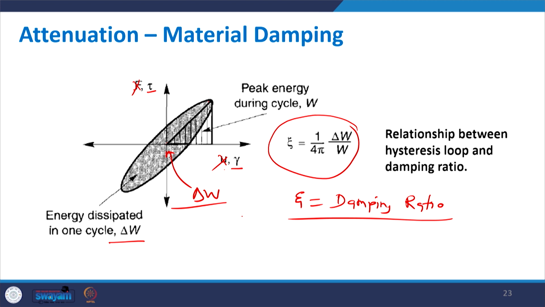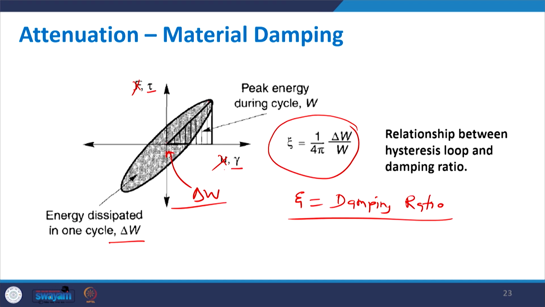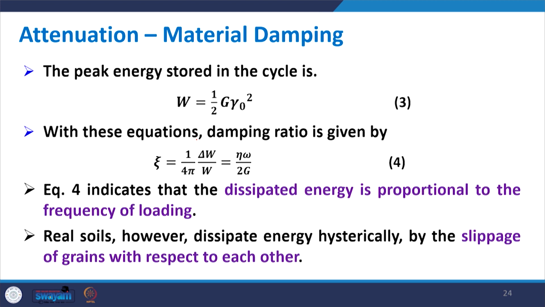This can also be derived. W is the total energy, which is half G gamma naught square. What is G? G is the shear modulus. What is gamma naught? Gamma naught is the maximum value, corresponding to this point. So the total energy stored in one cycle will be this. The damping ratio is given by 1 over 4 pi times del W over W, so you ultimately end up with eta omega over 2G. What is eta? Eta is the viscosity, as we already discussed. Equation 4 indicates that the dissipated energy is proportional to the frequency of loading. So the damping ratio xi is proportional to omega.